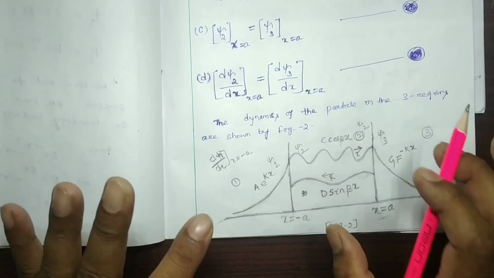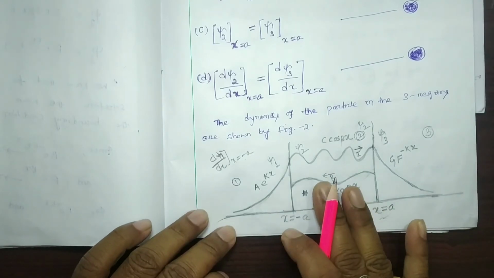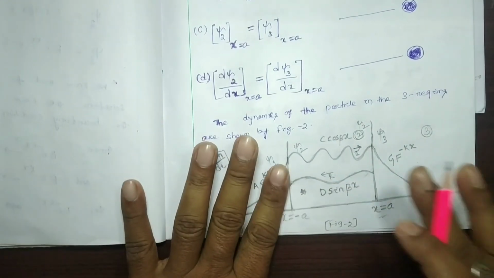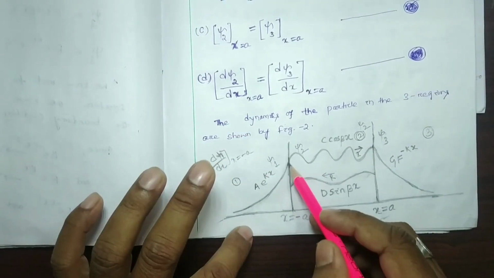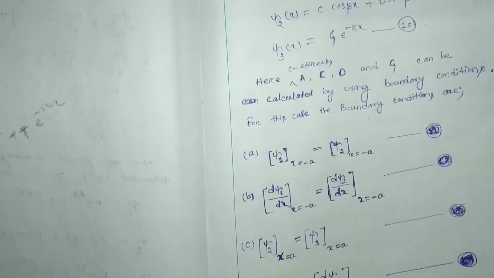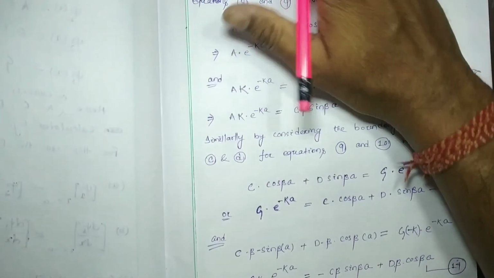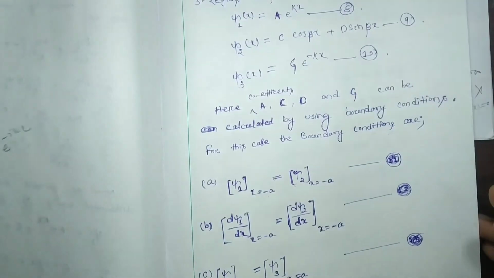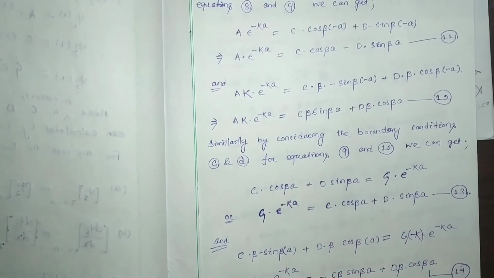So this is the pictorial representation of the quantum mechanical dynamics, but classically this is not possible. Classically the particle will be here only. Quantum mechanically some probability is there, some probability is there. Next we have to discuss, considering the boundary conditions, how we are going to find out A, C, D, G, which we will discuss on the next page.